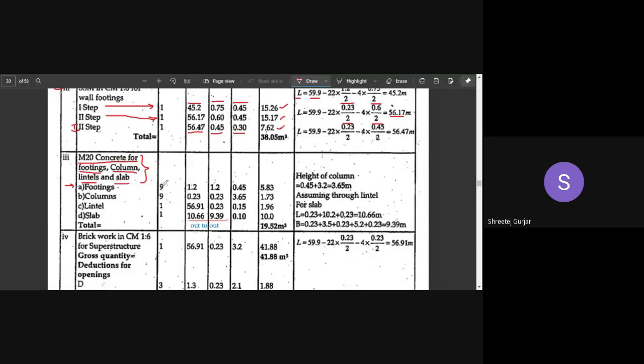How many columns are there? 9 columns, so 9 footings will be required. What is the width of your footing? You can see in your section, it is 1.2 by 1.2, and the depth of your footing is 0.45. That is how you get your footing quantity in meter cube. So moving on to columns. How many columns? 9 columns.